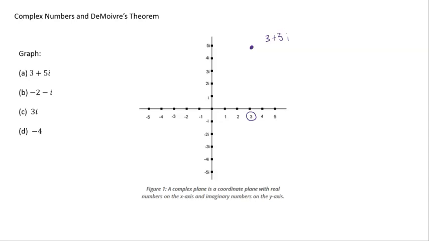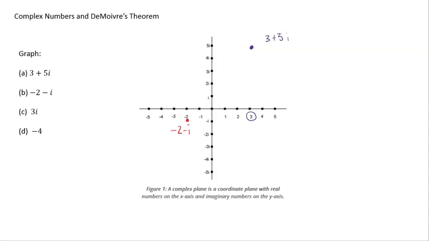Did you get it done? So negative 2, go to negative 2 on the real axis, and then down 1 to negative i. So this is negative 2 minus i. All right, let me change colors on you. How about, let's go green for 3i.